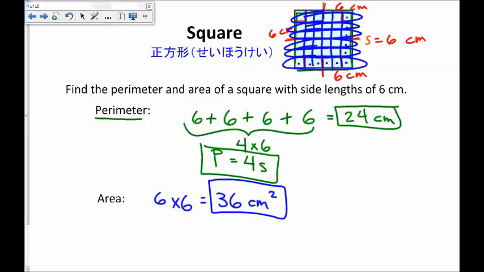Now, the formula for the area of a square would be S times S, which is S squared. Okay? That's the area formula. It's the formula for the area of a square.